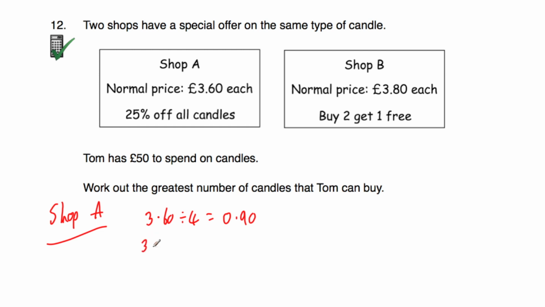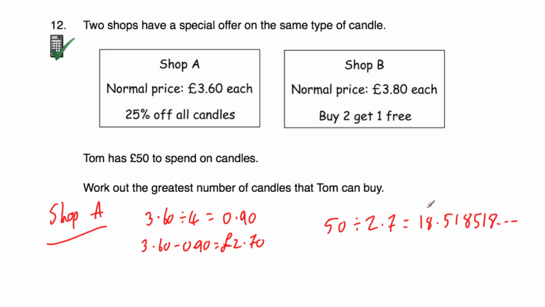So let's take our £3.60 and take away that 25%, so take away that 90p, and that will be the price of each candle. So £3.60 take away 90p is equal to £2.70. So that means that each candle costs £2.70 in this sale in shop A. And he's got £50, so let's take the £50 and divide it by £2.70, and let's see how many candles Tom can buy. So £50 divided by £2.70 is equal to 18.518518, and so on. So how many candles can he buy? He hasn't got enough money for the 19th. He can buy 18 candles, so he can buy 18 candles in shop A.